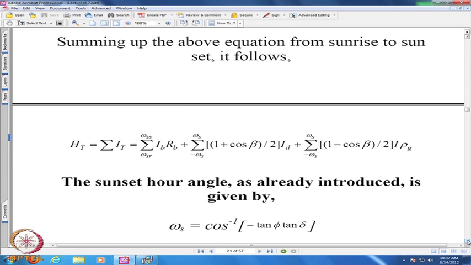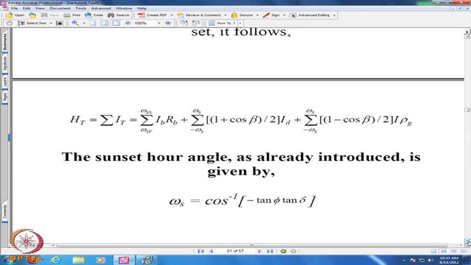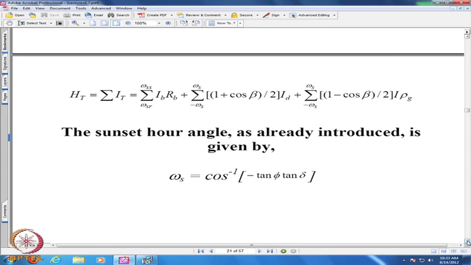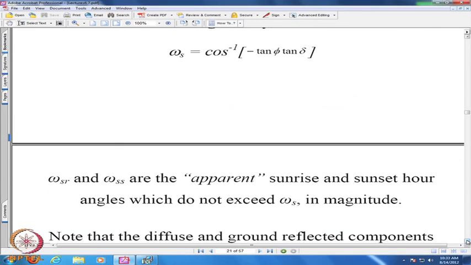There are quite a few issues involved in that, though it is quite simple for a south facing surface, but for non south facing surfaces, owing to the nature of the transcendental equation, multiple routes are possible. Then you may have to have a method to decide which route is the correct route. Now, we already know that omega s is the physical sunset hour angle given by cosine inverse of minus tan phi tan delta. Of course, omega s r and omega s s are the apparent sunrise and sunset hour angles which do not exceed omega s in magnitude.